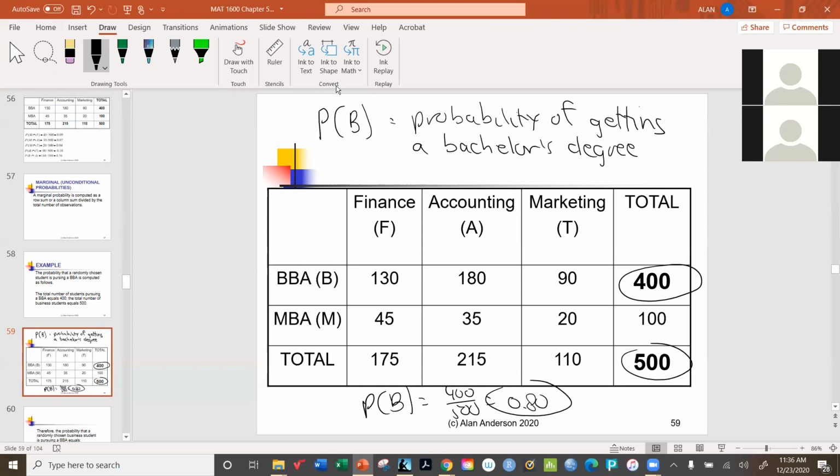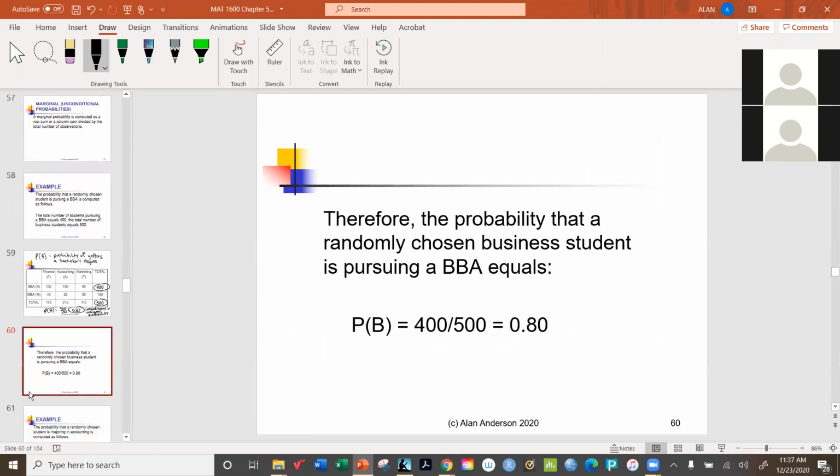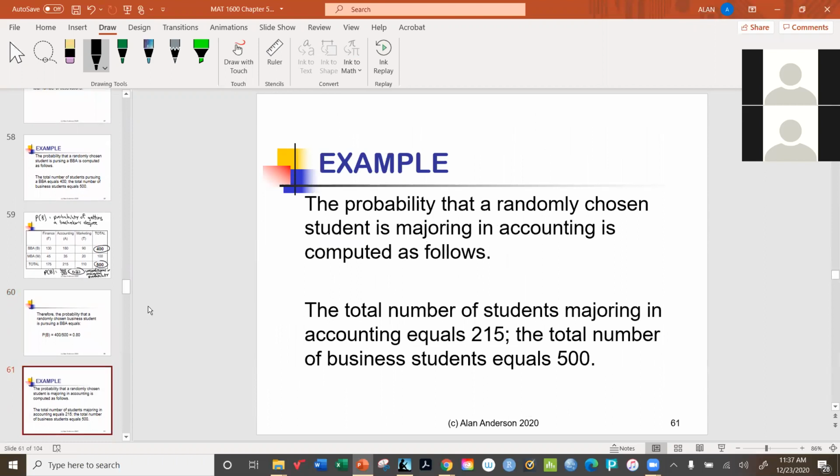Okay. And again, this is known as either unconditional or marginal probability. Okay, only one thing is true. All right, are there any others here? Yes. How about choosing somebody and what's the probability that they're majoring in accounting?